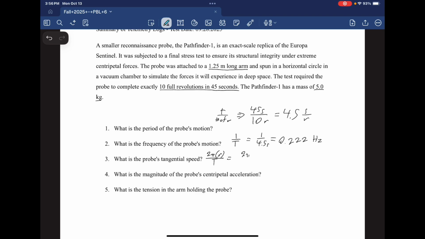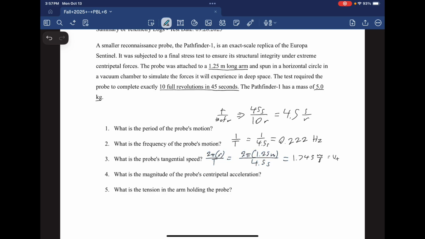For tangential speed, given the period, the equation is 2 pi times the radius over the period. So in our case, this is 2 pi, the radius is 1.25 meters, and the period is 4.5 seconds. Plug that into the calculator, we get 1.745 meters per second. That is the tangential speed.